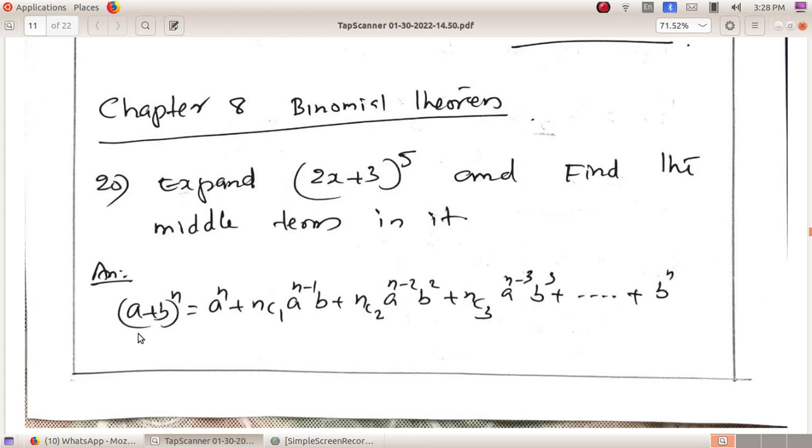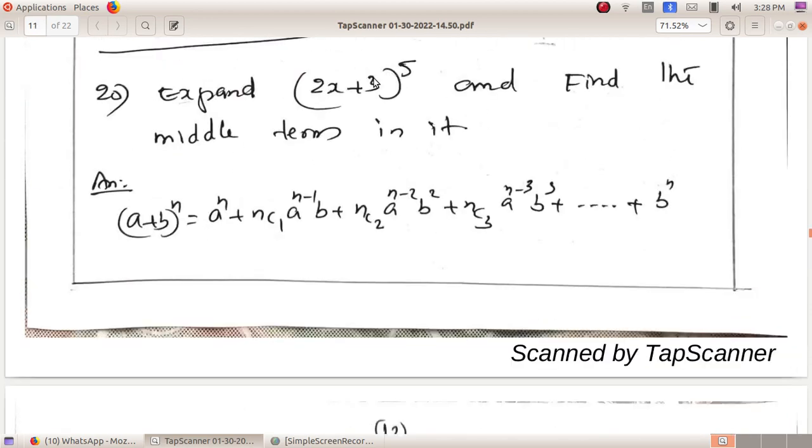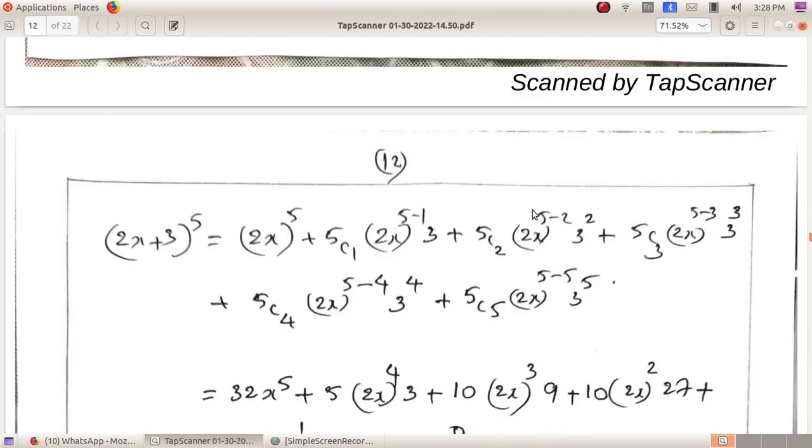So instead of a, you can use 2x, for b that is 3, and for n that is 5. Then we get a^n plus nC1 and so on, until 3 raised to 5, which is b^n. You can stop here: 5C1, 5C2, 5C3, 5C4, 5C5. Then 5C6 is not possible, because 5 is the last.